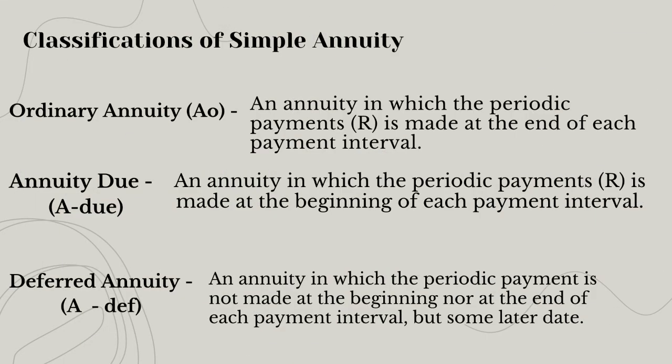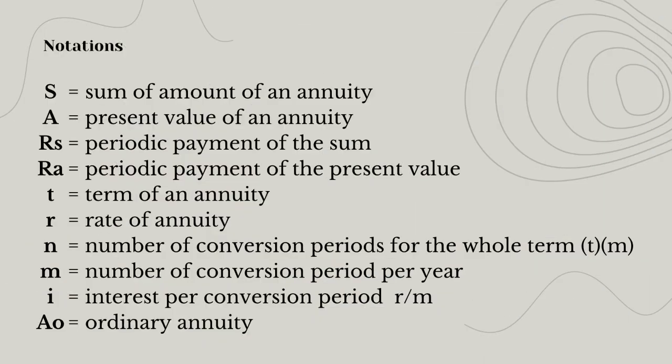There are 3 classifications of simple annuity: the ordinary annuity, annuity due, and deferred annuity. But we will just be focusing on the ordinary annuity. An ordinary annuity is an annuity in which the periodic payments or R is made at the end of each payment interval. And these are the notations.